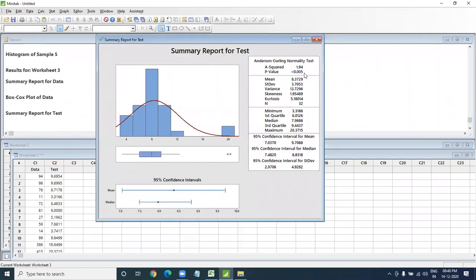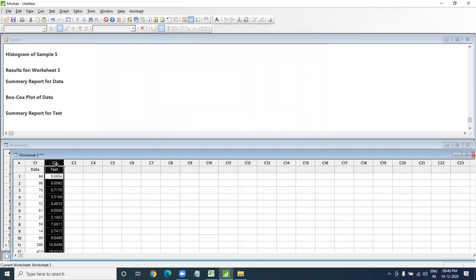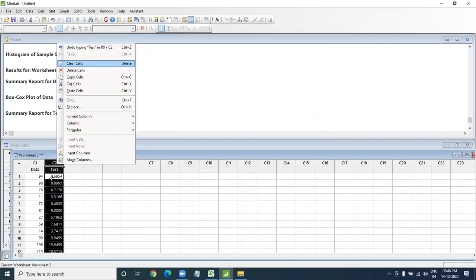Still non-normal. As I said, it doesn't guarantee that the converted data will be normal data. It tried, but it could not create a normal data. Let's have a look at Johnson, whether that solves the problem or not. Let's just clear the cells.